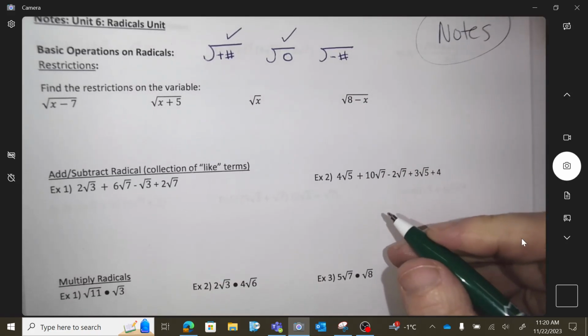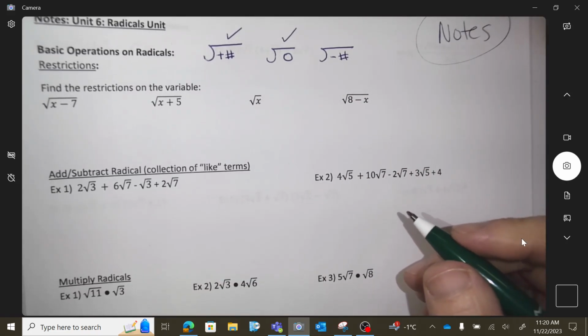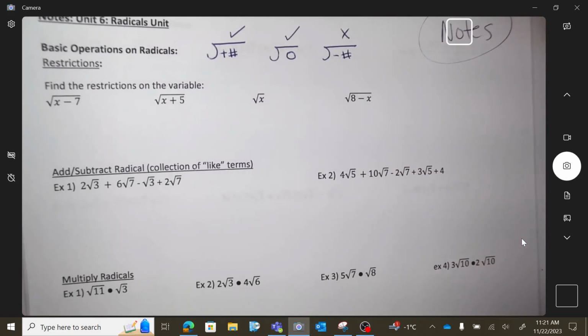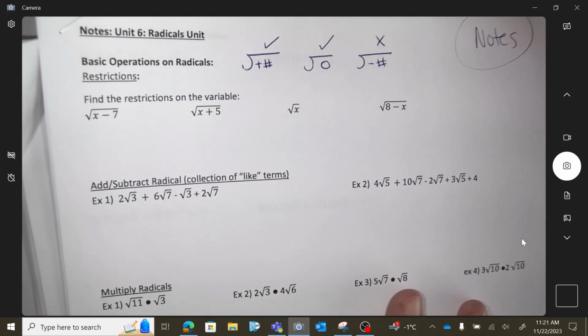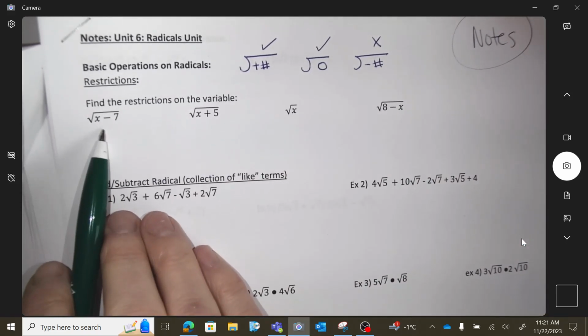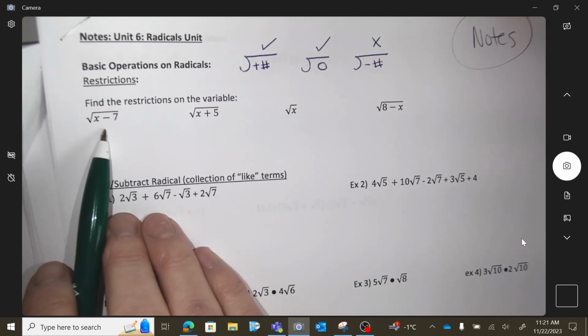What do you know about square rooting negative numbers? You can't do that. Okay. So let's talk about finding a restriction on a variable. When we talk about this, it's going to be a range of numbers at work. In math, we express a range of numbers as an inequality.